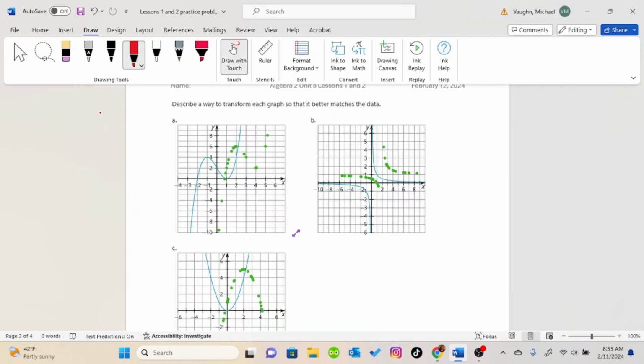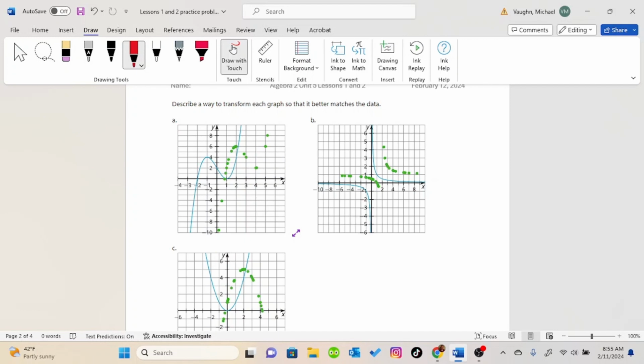Describe a way to transform each graph so that it better matches the data. So what we're trying to do is move the solid line graph so that it falls in line with the dots of data that are plotted. So you want to look at your shape. A appears to have the same shape. It just appears that it needs to move up and to the right.